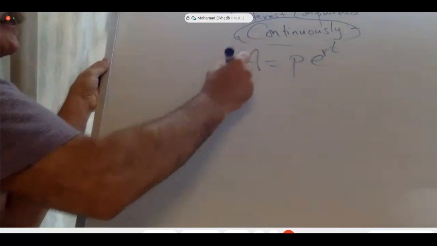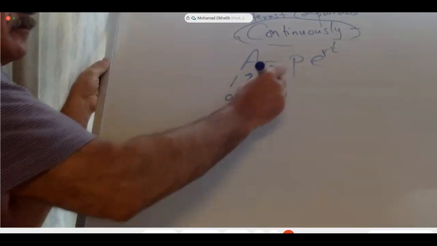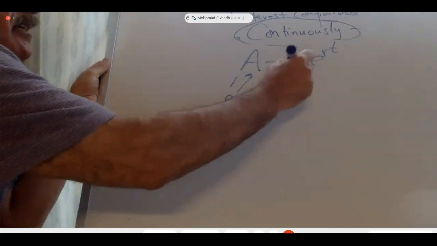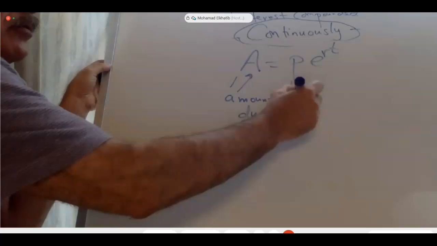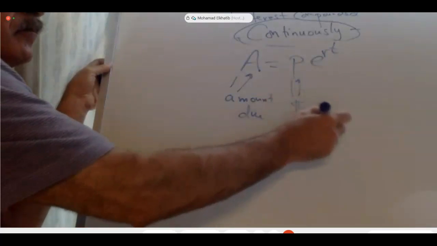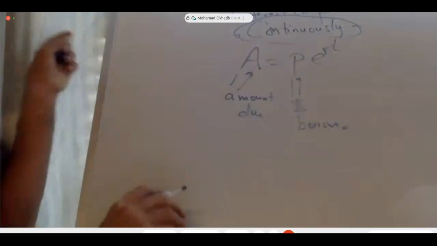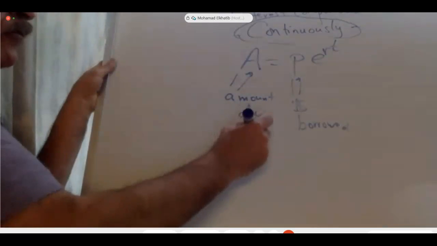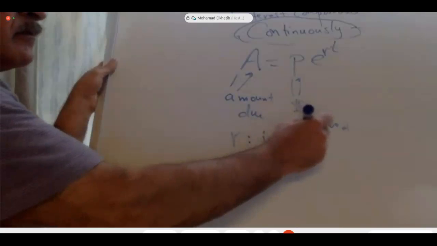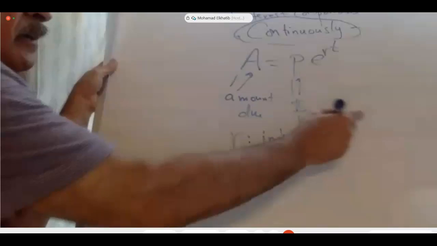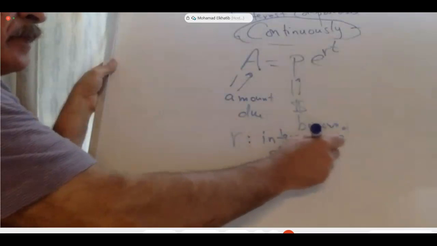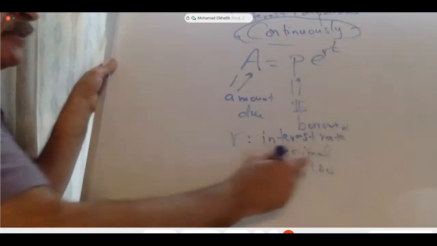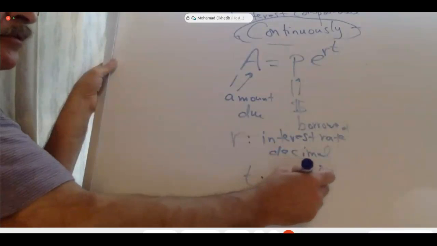A equals P e to the rt. A is the amount due. P is the amount of money you borrowed or the amount of money you deposited. E is an irrational number. It's already in your calculator, so you don't need to worry about e. And I'll show you how to get e on the calculator in a minute. And r, of course, is the interest rate. It has to be in decimal, right? We do that by dividing by 100. And t is the number of years.